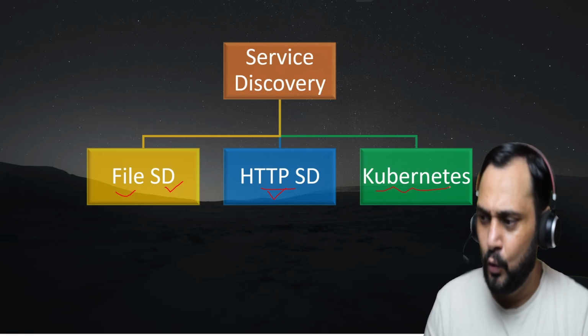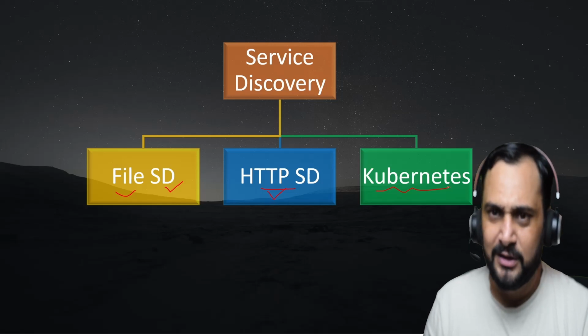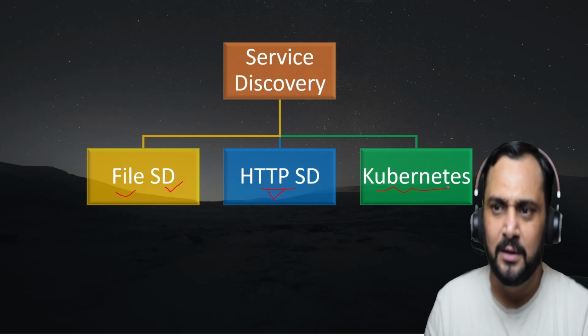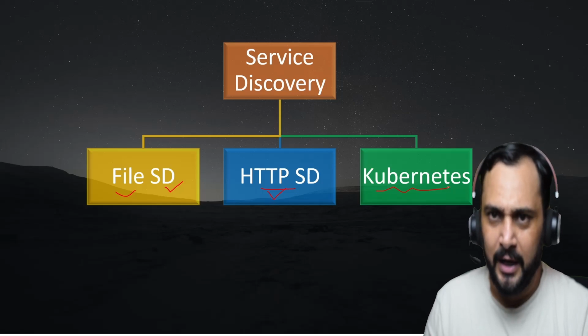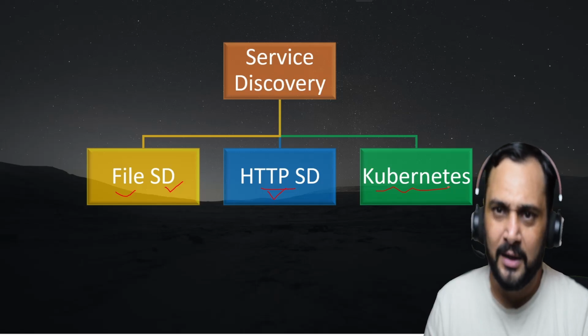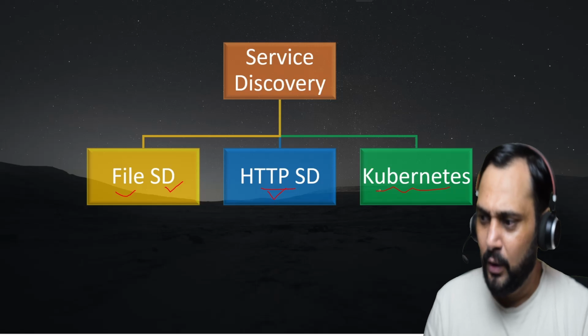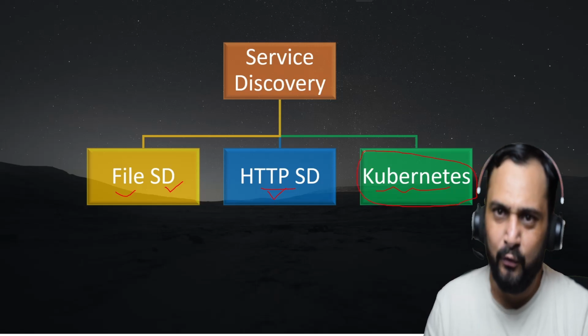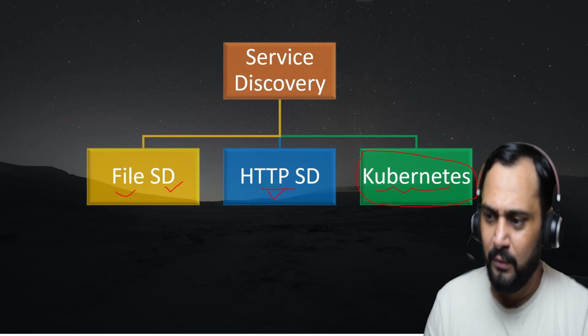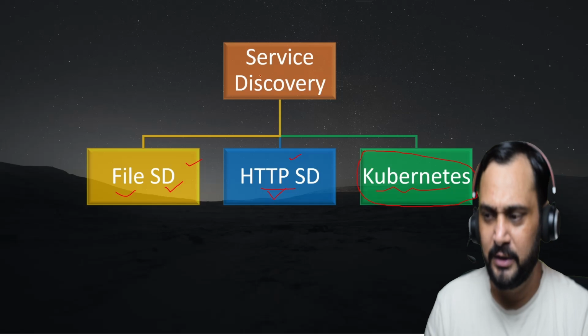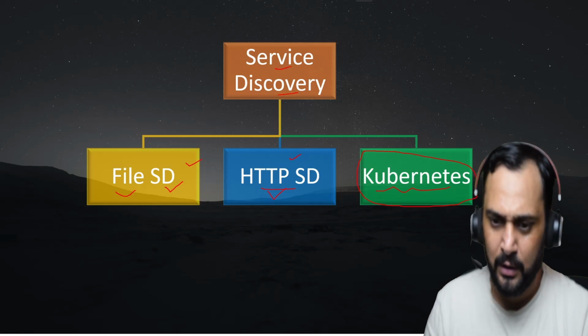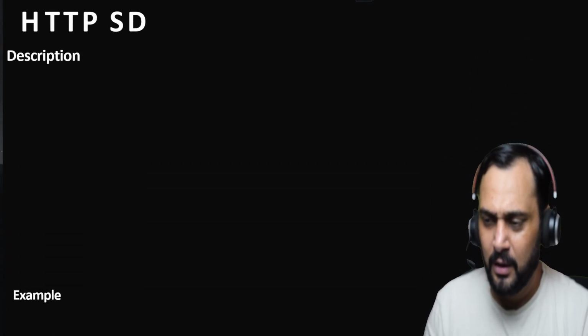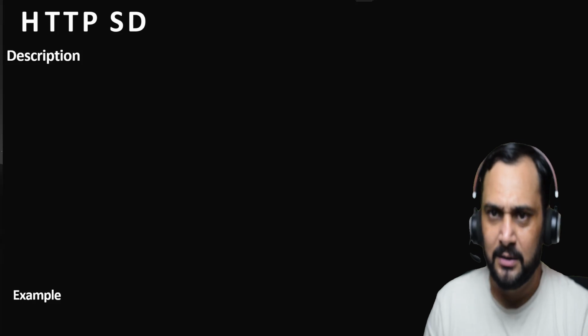However, the Kubernetes is totally different, as we can identify the client machines and objects dynamically. We don't need to add them statically. For that reason, we will cover this Kubernetes part in a separate video. Today, we are going to cover file SD and HTTP SD. SD stands for service discovery. So let's move forward and talk about HTTP service discovery.